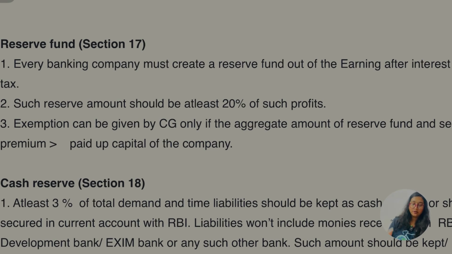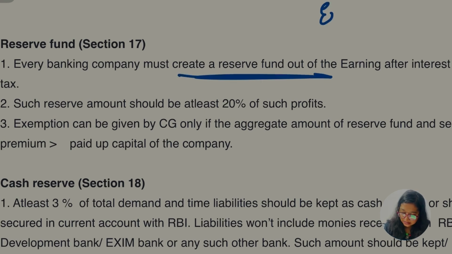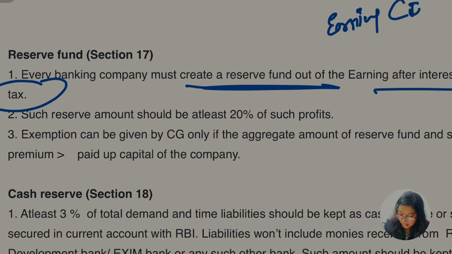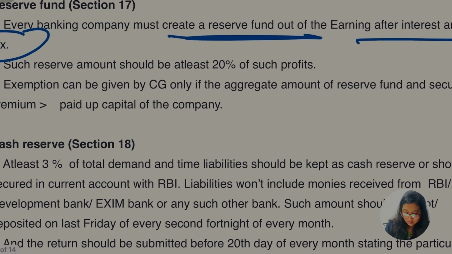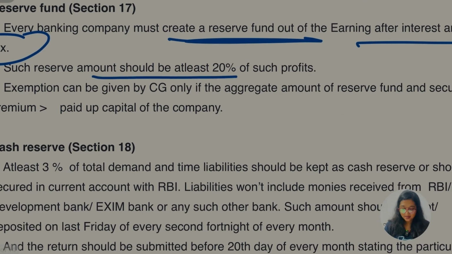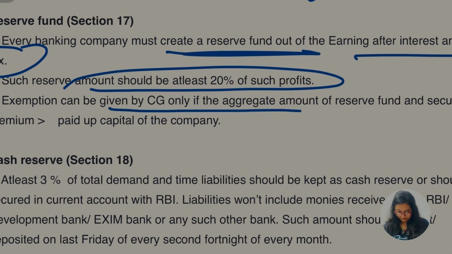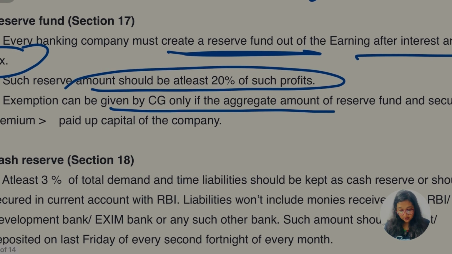Okay, so let's go for the reserve fund and the cash reserve. Every banking company must create a reserve fund out of earnings. This is to be created out of earnings, but after interest and tax. So it should be created after the interest and tax effect. Such reserve amount shall be at least 20% of such profit. Exemption can be given by the central government if the aggregate of the reserve fund and securities premium is greater than the paid up capital of the company.